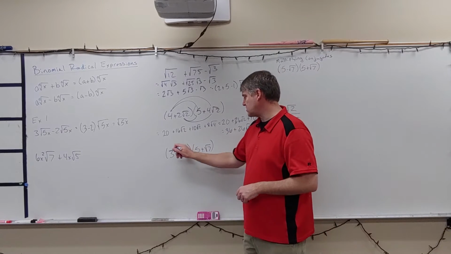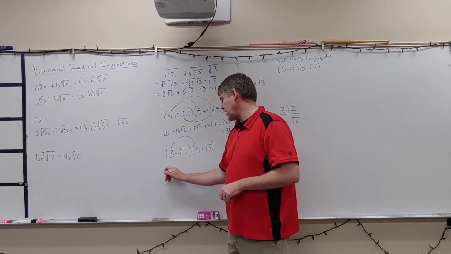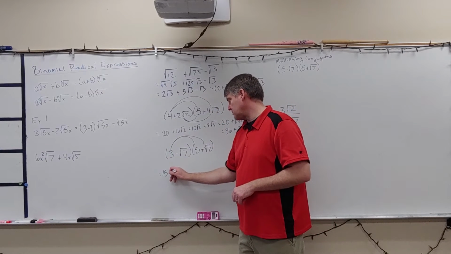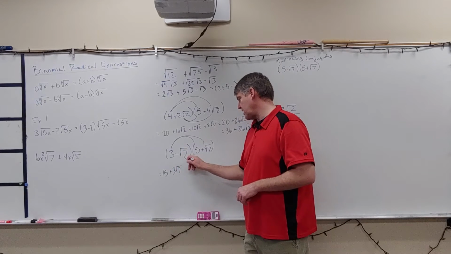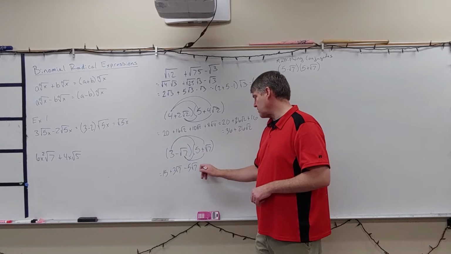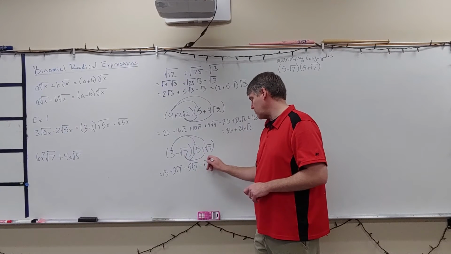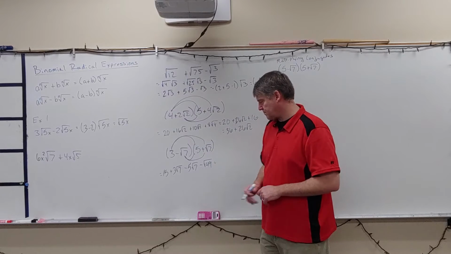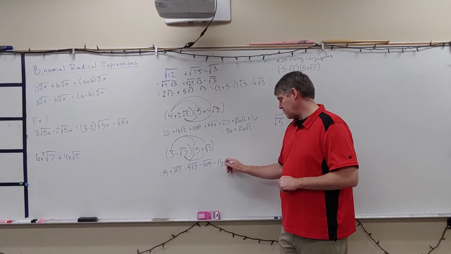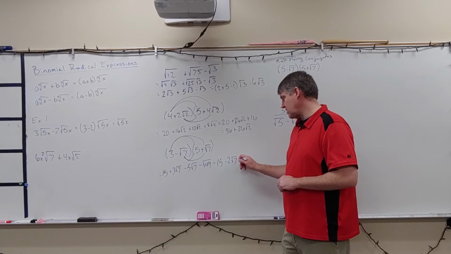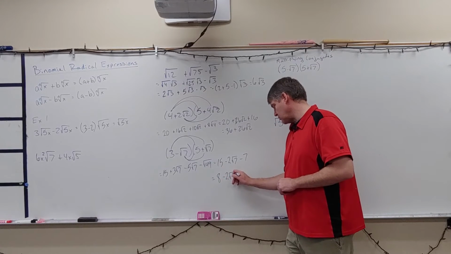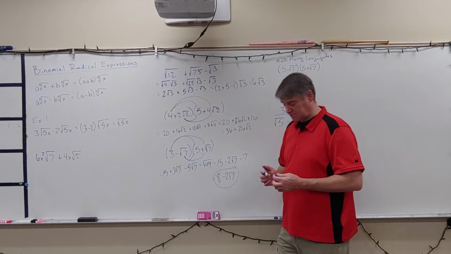Okay, so the next one we're going to do the same thing. 3 times 5 is 15. 3 times the square root of 7 is 3 square roots of 7. Negative square root of 7 times 5 is negative 5 square roots of 7. And negative square root of 7 times negative square root of 7 is negative square root of 49. So now we're going to simplify. I have 15 minus 7, which gives me 8, and 3 square roots of 7 minus 5 square roots of 7 gives minus 2 square roots of 7. So 8 minus 2 square roots of 7. There's my final answer.